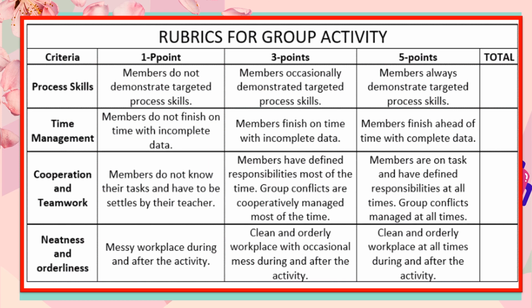And you will receive 5 points if the members always demonstrate targeted process skills, members finish ahead of time with complete data, and members are on task and have defined responsibilities at all times. Group conflicts are managed at all times, and the workplace is clean and orderly at all times during and after the activity.